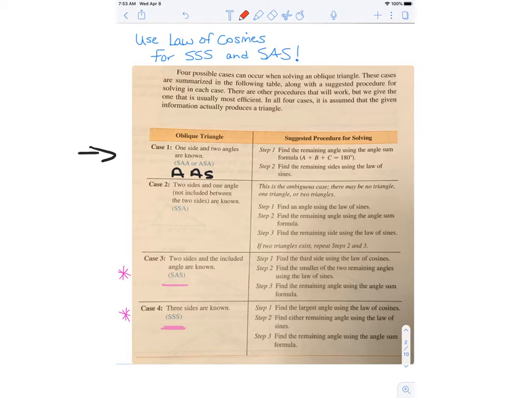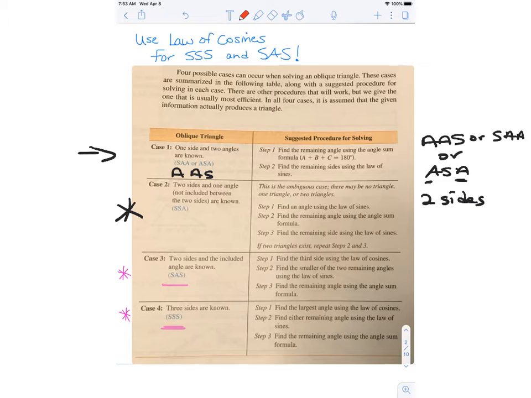Then the next scenario that you're going to have, so these are actually the 3 cases. So we can either have, again, angle, angle, side, or if you do it backwards, side, angle, angle, or ASA. What you're going to do first is find the missing angle first by adding the 2 angles that they give you and subtracting from 180, and then find the remaining 2 sides. We're going to use law of sines.